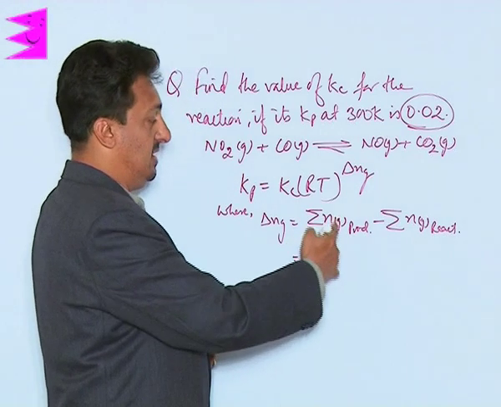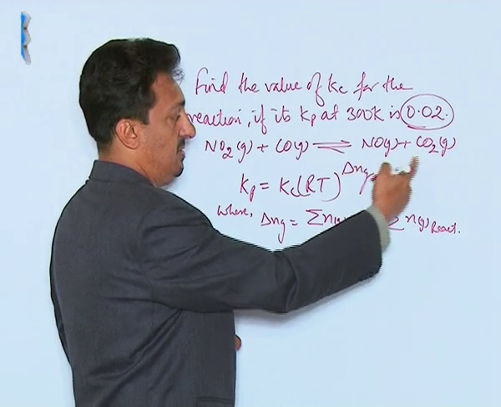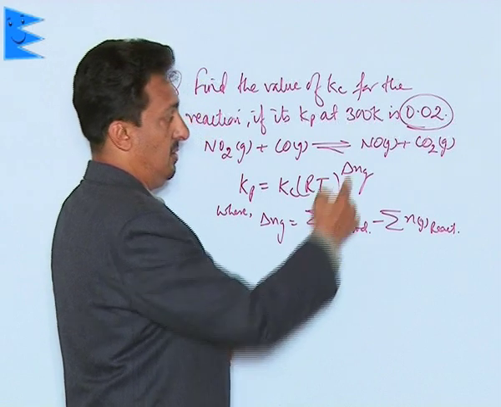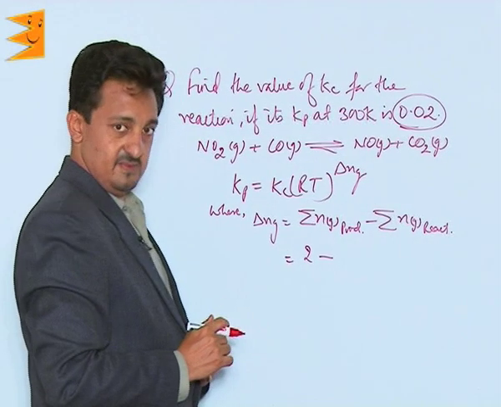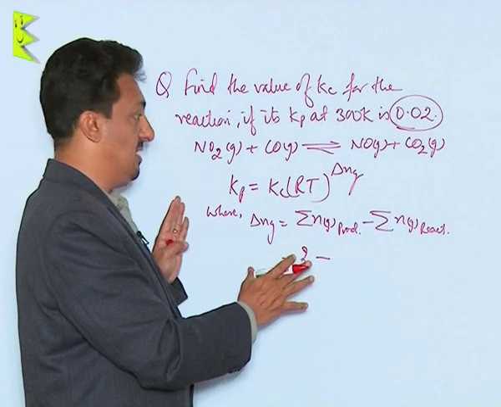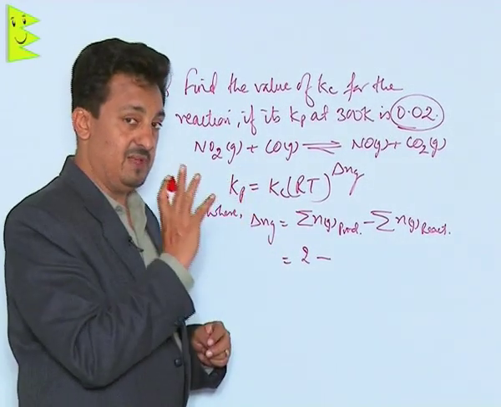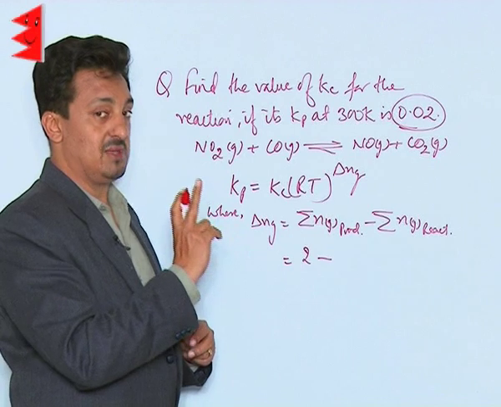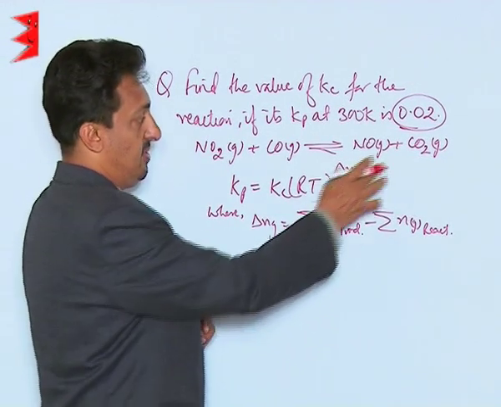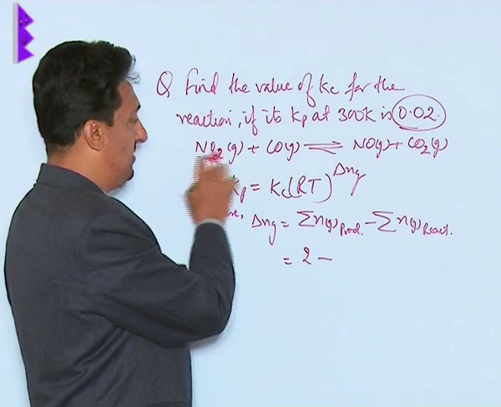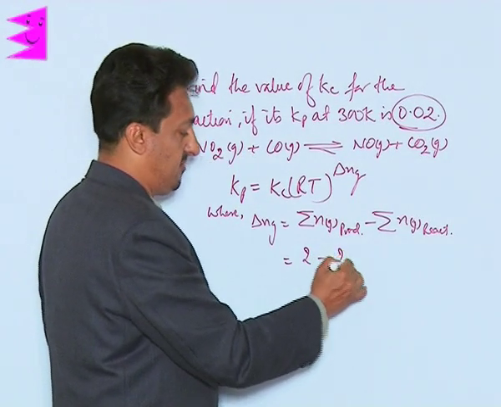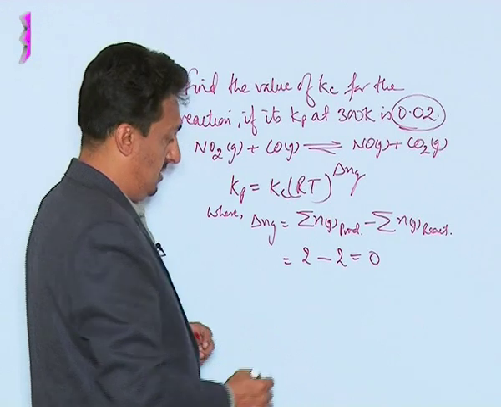Now, how much of the gaseous substances are present on the product side? It's 2: one of this, one of this, since the equation is already balanced. And in these kinds of numericals, you have to first balance the equation and you must ensure that your reaction is completely balanced. So there are 2 moles of the gaseous products and only 2 moles, one of this and one of this, of the reactants involved. So it's 2 minus 2, which is 0.